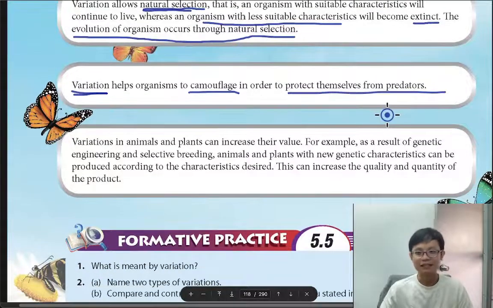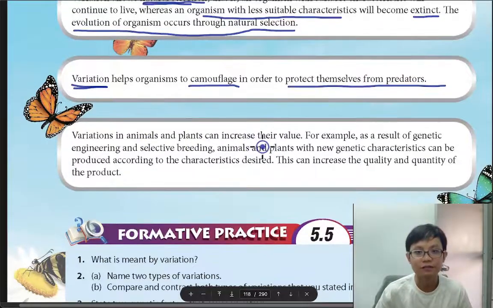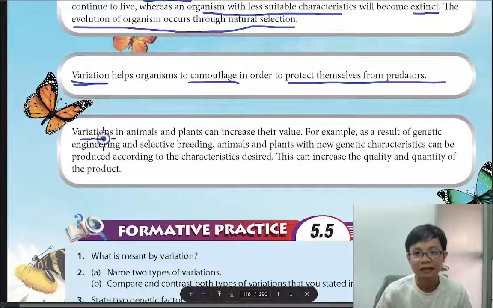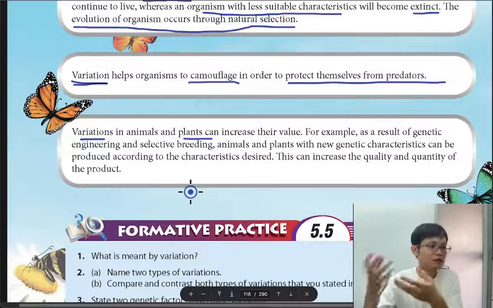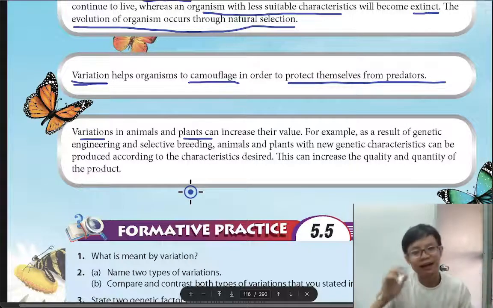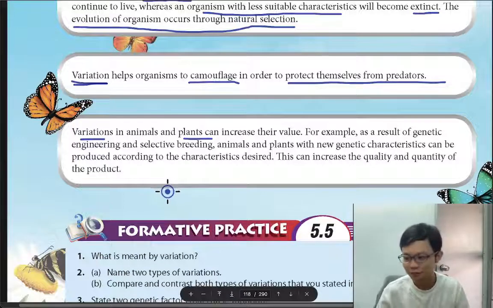Okay, variation in animals and plants to increase their value. Correct or not? Plants can increase the value. If you are very good in biology, then you can produce variation. So we have Musang King, because Musang King did not just come out like that. Yeah, I got the Musang King or D24 or the red prawn. All this you need to study.